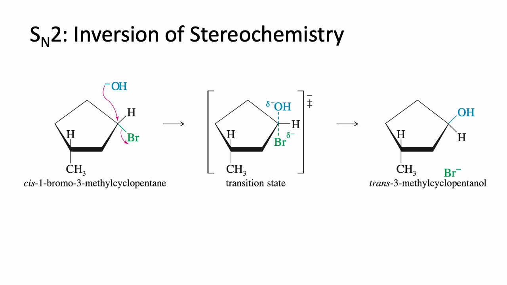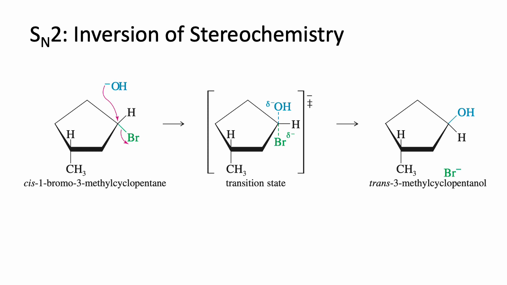Here is another example where this is a cis isomer in this cyclopentane here. We've got a methyl group that's pointing down, and the bromine is also pointing down. They're both on the same side of that ring, so we would call that a cis isomer. And the hydroxide is going to approach from the back side, and we form this transition state where the nucleophile and the leaving group are exactly separated by 180 degrees, and in the product, the leaving group has left, and the nucleophile is attached, and now the nucleophile is on top. So the old bond was on the bottom, and the new bond is on the top of that cyclopentane ring. So we have switched from a cis isomer, where both groups were on the bottom of the ring, to a trans isomer, where one group is on the bottom and one group is on the top. So again, we have inverted the stereochemistry.